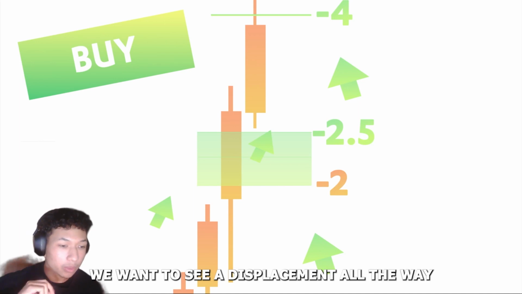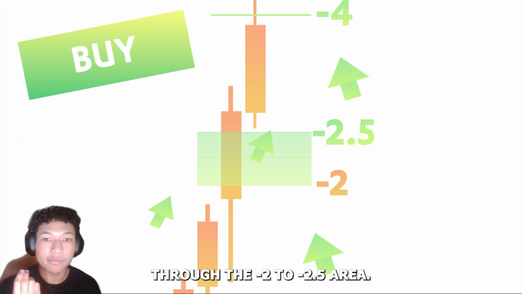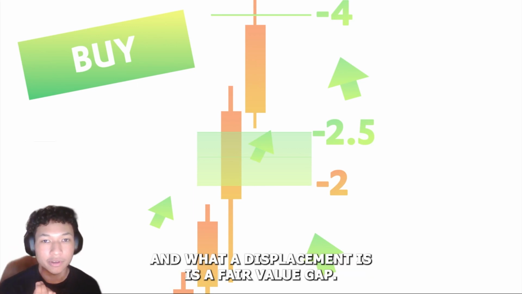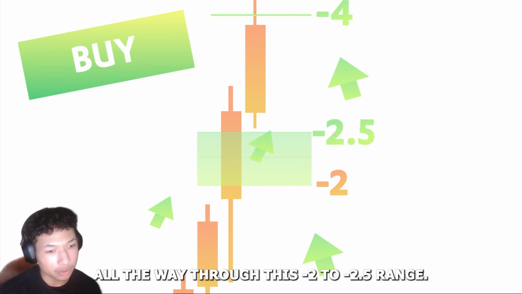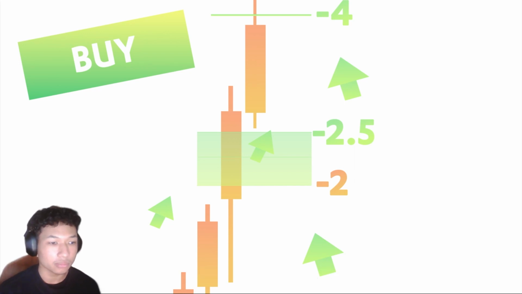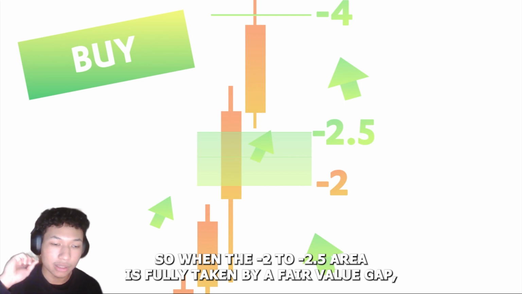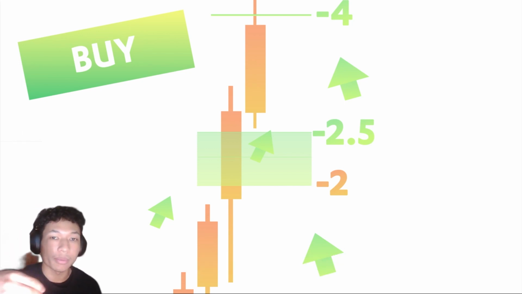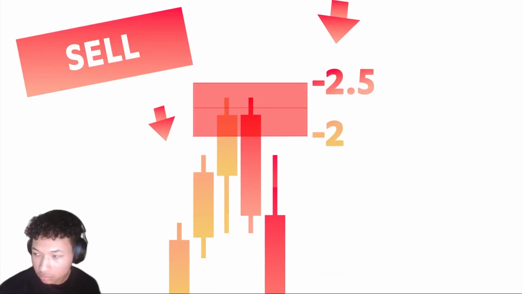Now for buys, we want to see a displacement all the way through the -2 to -2.5 area. And a displacement is a fair value gap. So we can see here we have a displacement all the way through this -2 to -2.5 range. What we want to target is the -4 area. So when the -2 to -2.5 area is fully taken by a fair value gap, we want to set our take profit to the -4.